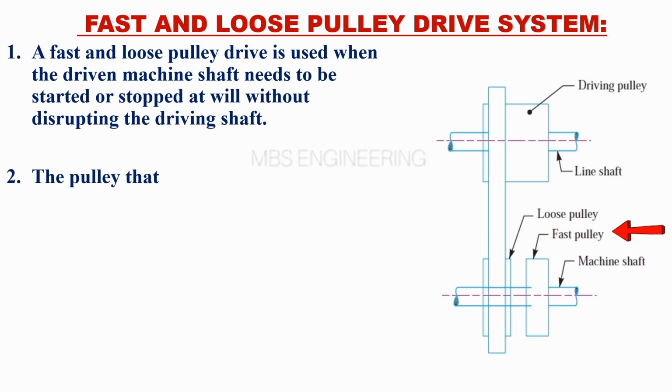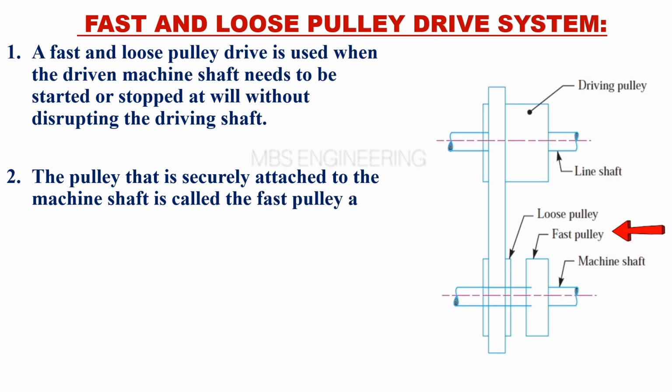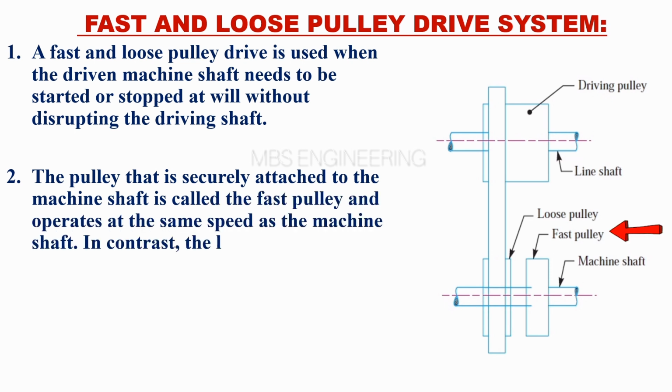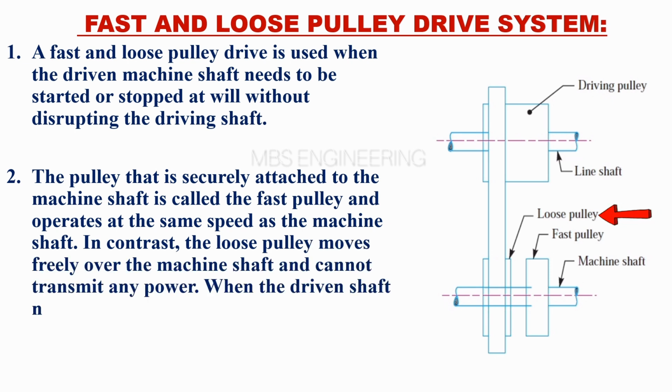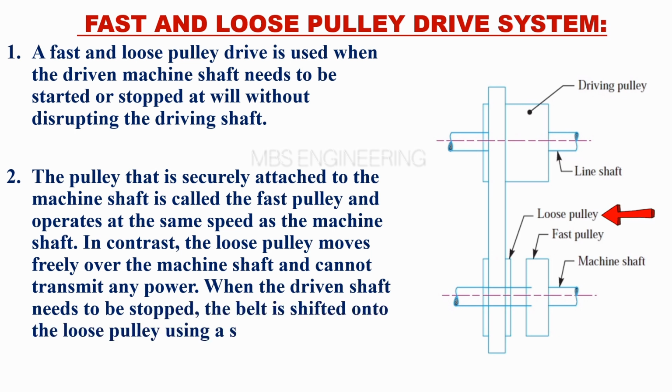The pulley that is securely attached to the machine shaft is called the fast pulley and operates at the same speed as the machine shaft. In contrast, the loose pulley moves freely over the machine shaft and cannot transmit any power. When the driven shaft needs to be stopped, the belt is shifted onto the loose pulley using a sliding bar equipped with belt forks. Please refer to the fast and loose pulley drive system for a better understanding.